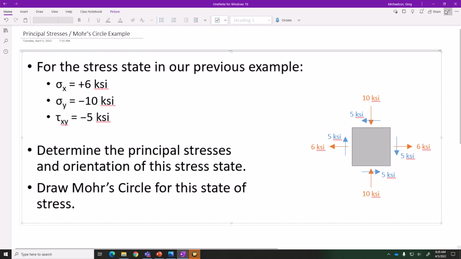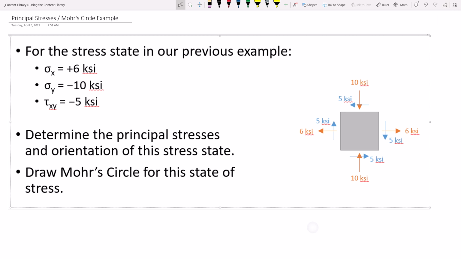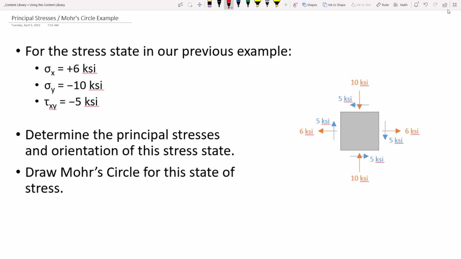Let me pull this up. And I want to mention one thing. Recall from the previous example, sigma 1 is negative 9.04, sigma 2 is plus 5.04, and tau 1, 2 is negative 6.28. That's what we got in the last example.